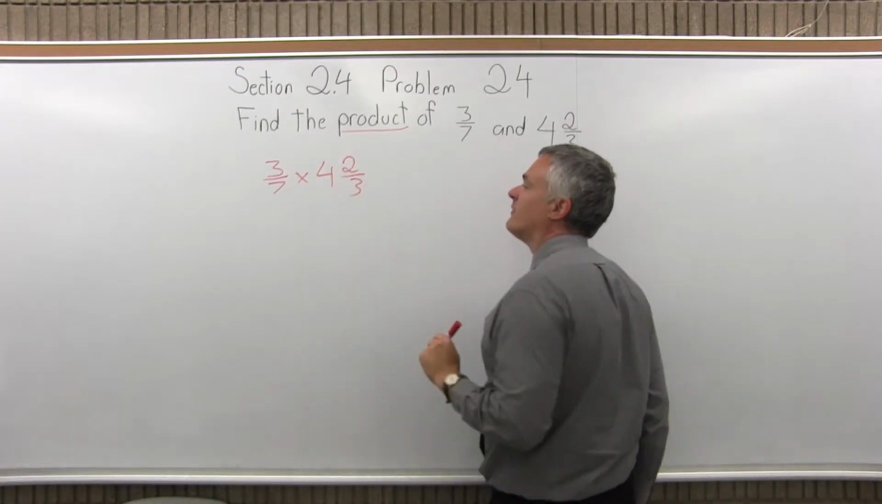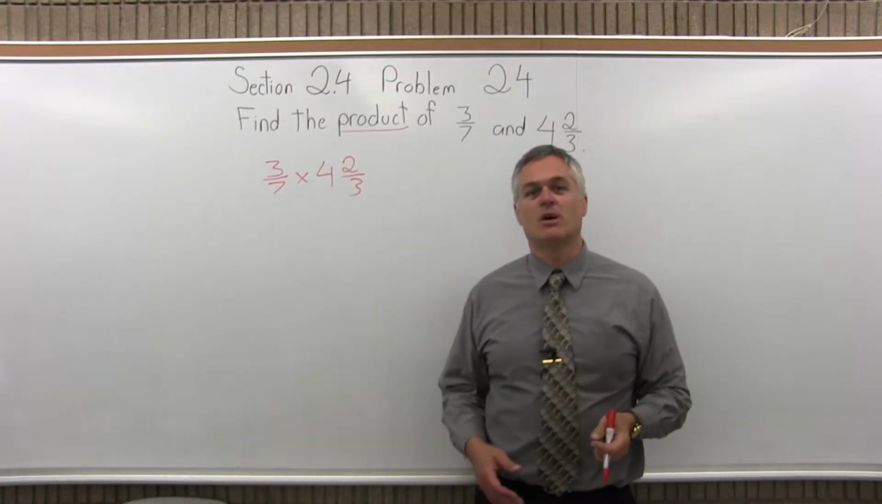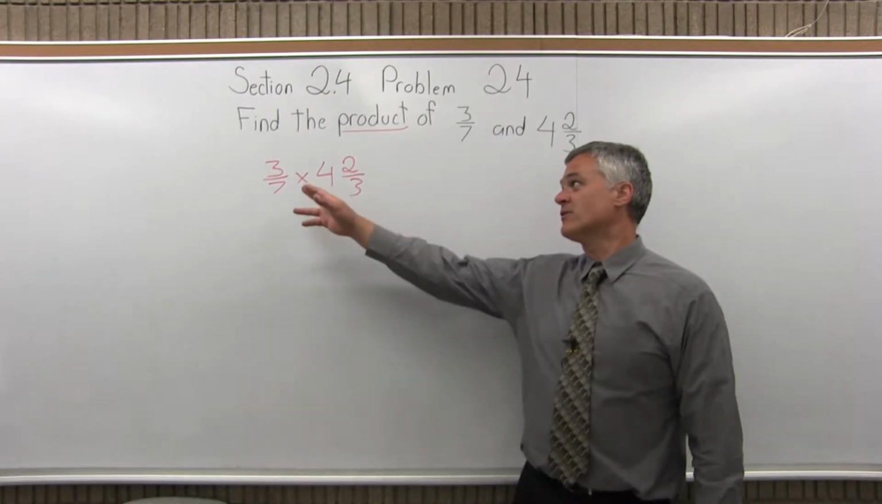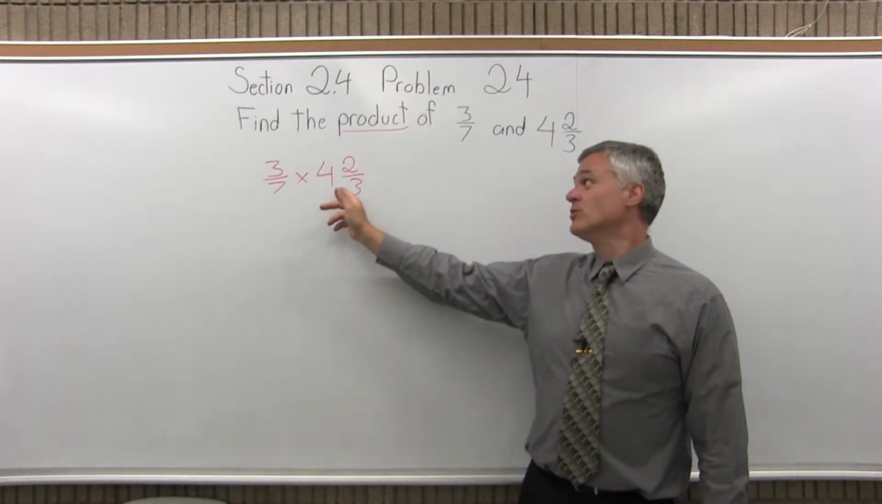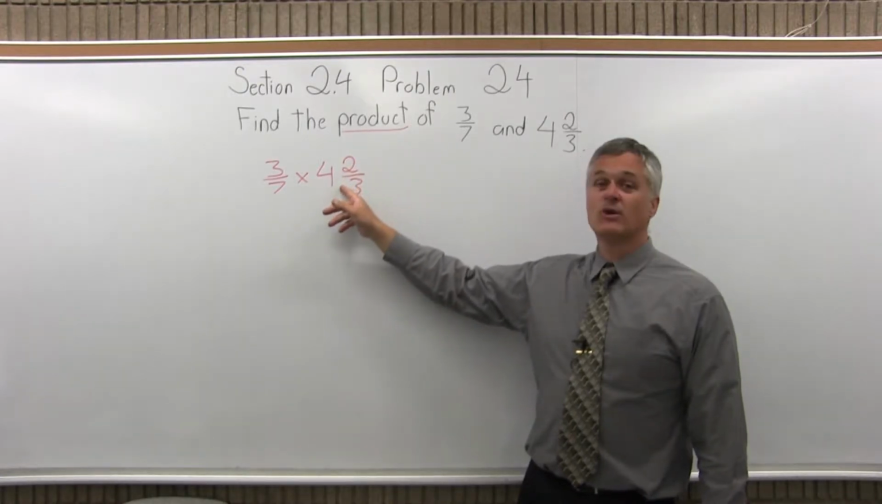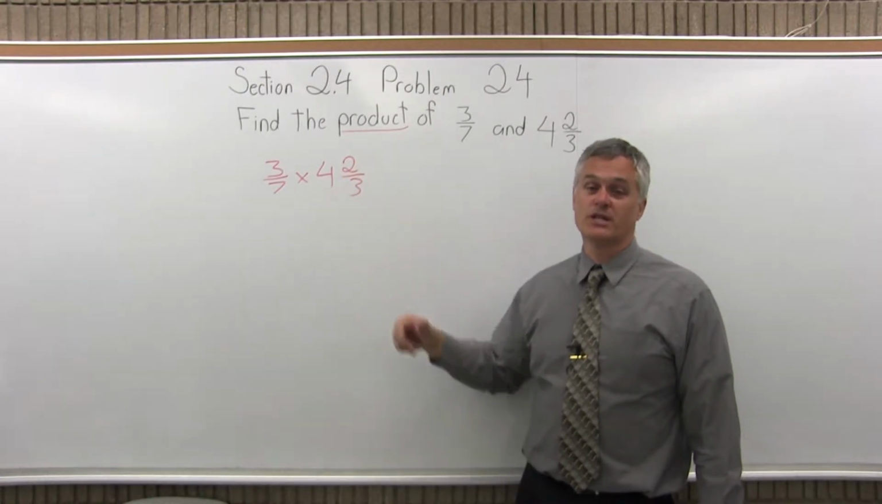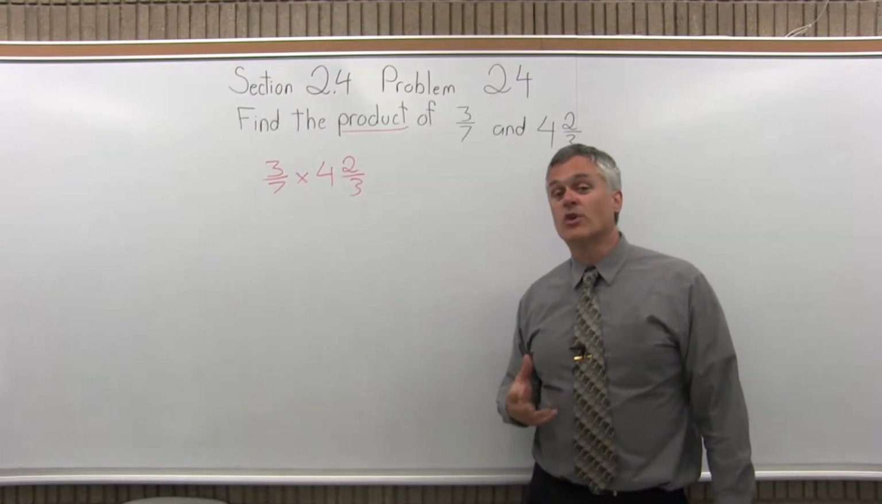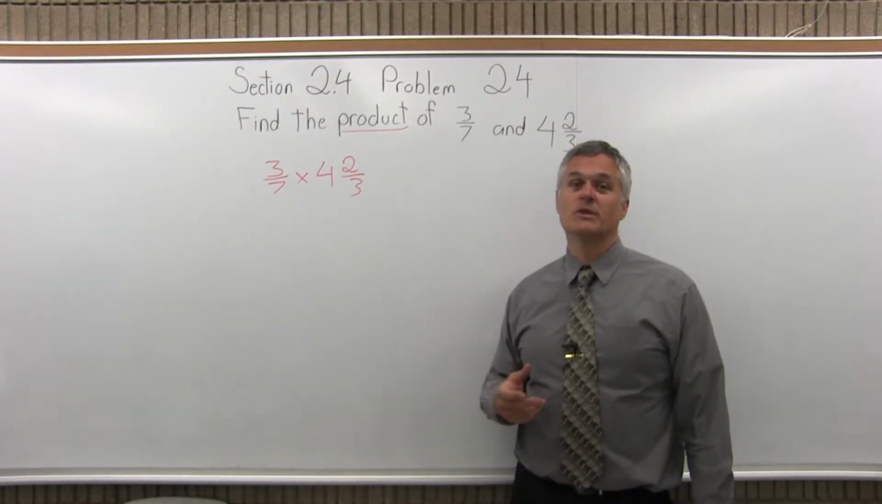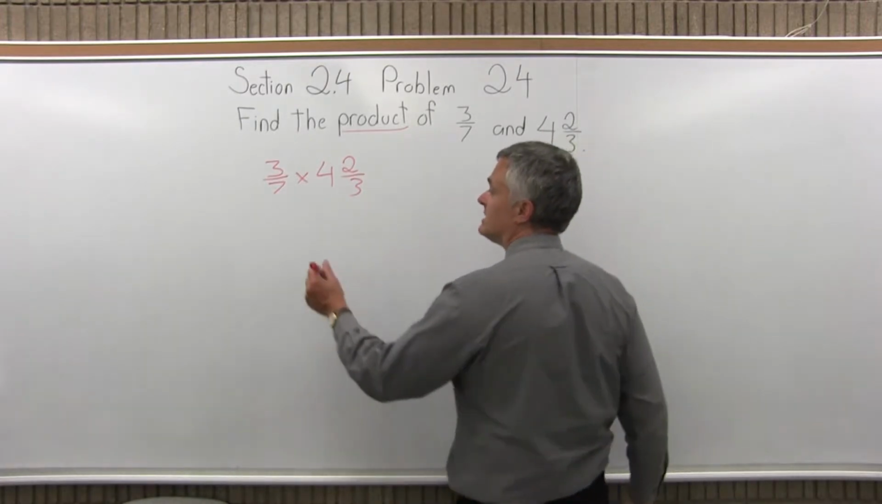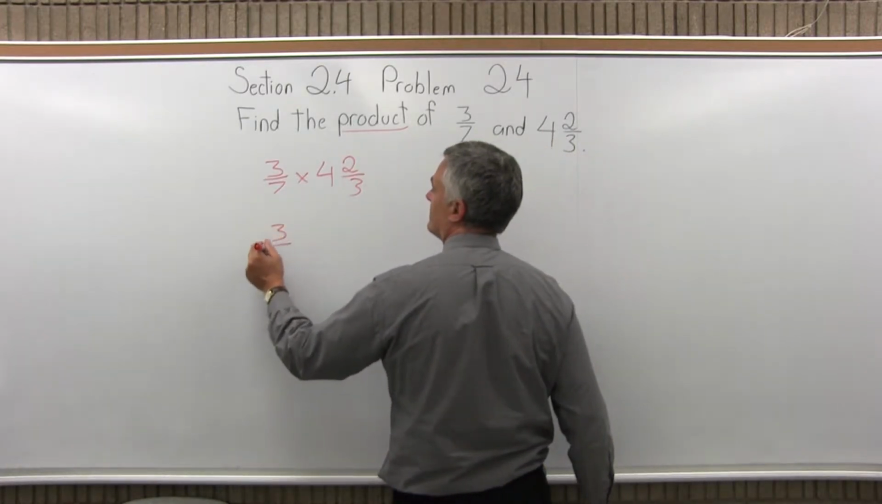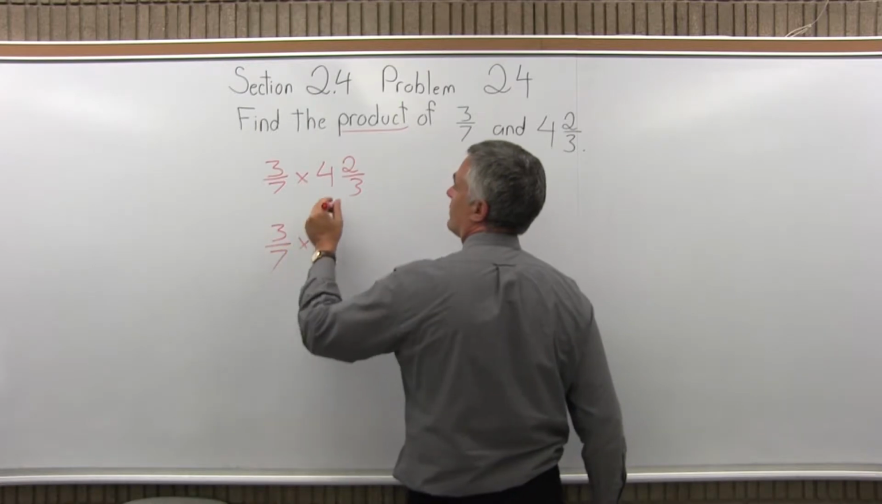Now, when I multiply fractions, I want to multiply top times top, bottom times bottom, which is fine for the first fraction. But the second one has more than just a numerator and denominator on top and bottom. It has that whole number of 4 in front of the fraction portion. So I have to convert that 4 2/3 into a form that has only a numerator and a denominator, not a mixed number. So the 3/7 can stay, but I will convert that 4 2/3.